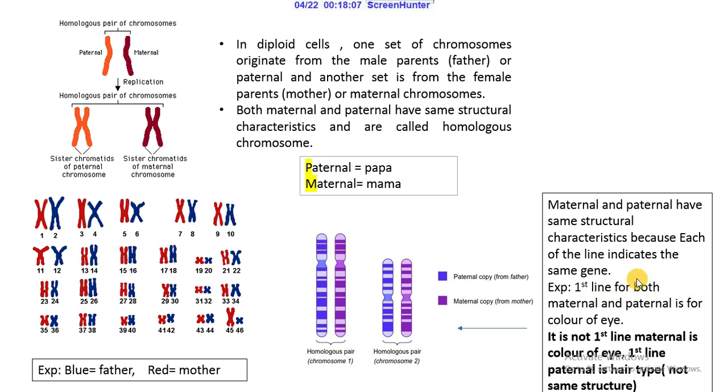So the first line for both maternal and paternal, for example, is the color of the eye. That's why the width is the same. If it is not the same, the first band of the paternal will be different from the maternal. For example, the first for the paternal is the color of the eye, but for the mother it is the hair type. So the width of the line or the band will be different.